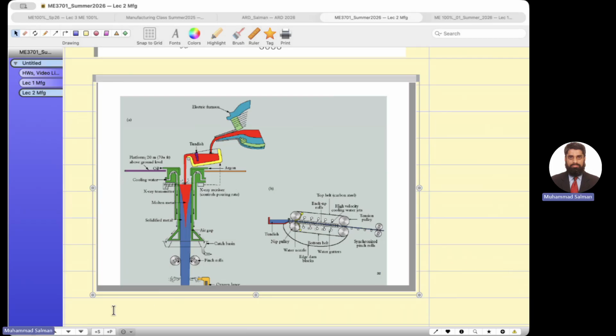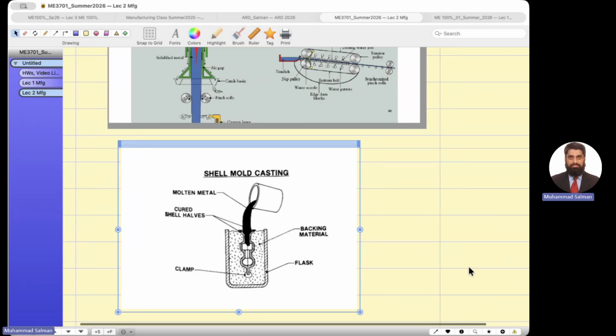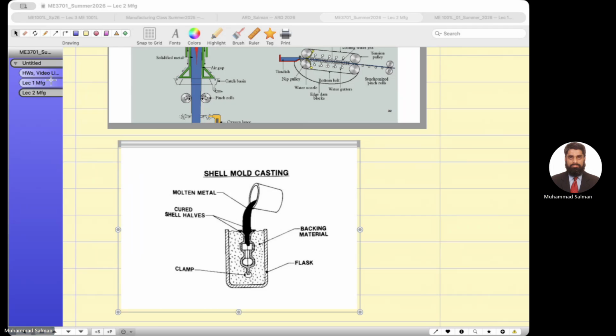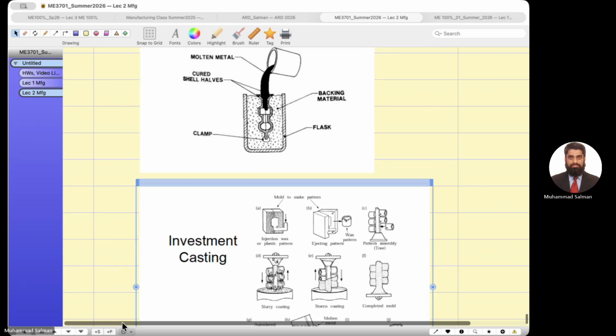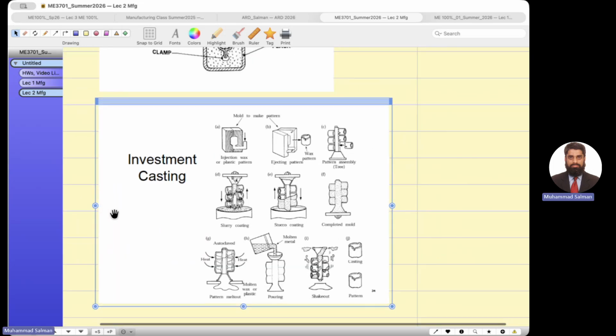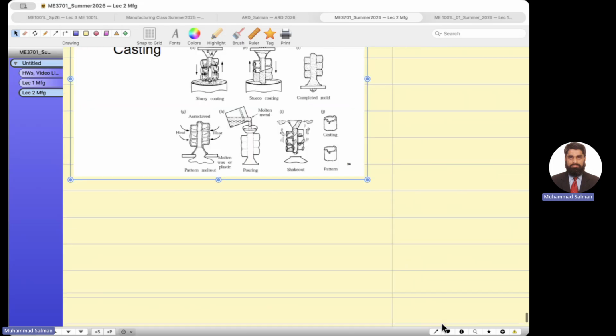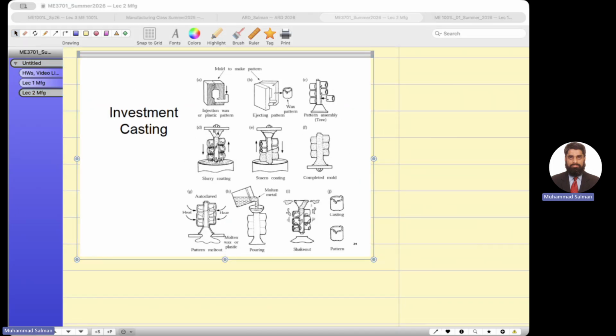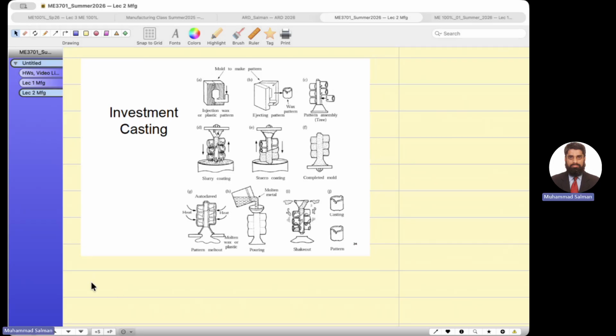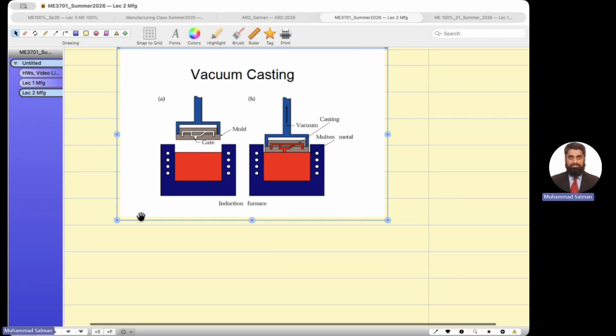Then we make a shell mold. Shell mold is also expendable. So when you pour the metal inside, the backing material is there, you make shell halves and it acquires the shape of the shell. Investment casting, you make multiple parts in one casting, that's why we call it an investment. You are not wasting time. Vacuum casting, because of pressure difference, the molten metal goes into the die.